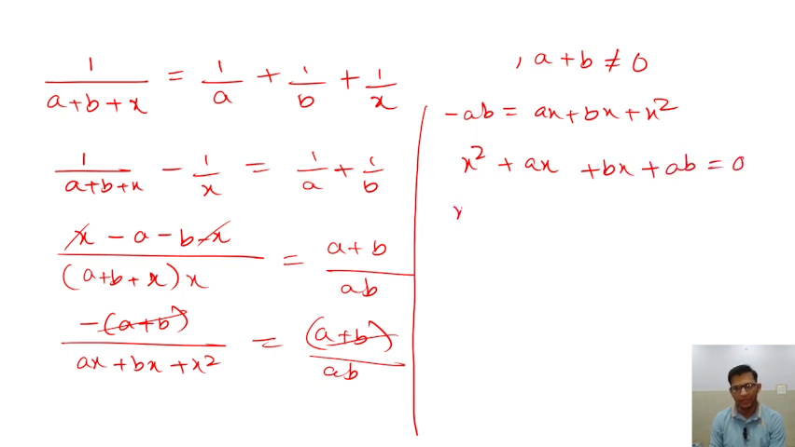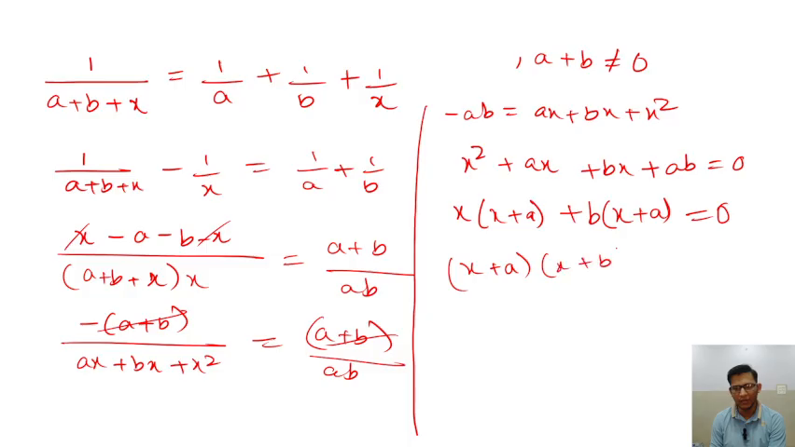So I can take x common from the first two terms. Inside the bracket I'll get x plus a, and I take b as common. The third and fourth term get x plus a inside the bracket. Okay. So if I take x plus a as common, the second term I'll get x plus b as common. Okay. So if I get the roots, I'll get x equal to minus a as one root and x equal to minus b as another root. Okay. This is how you have to solve the quadratic equation using the factorization.